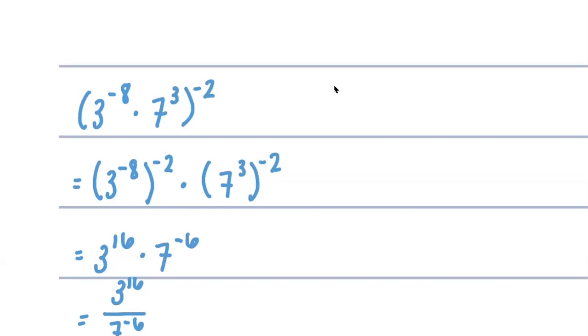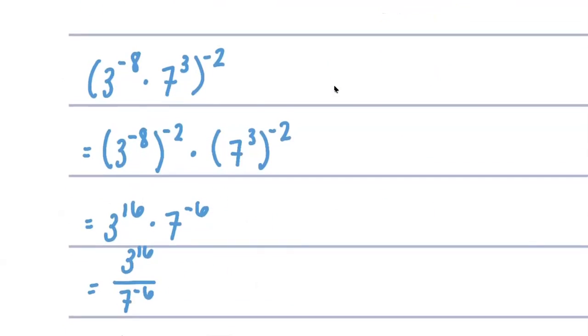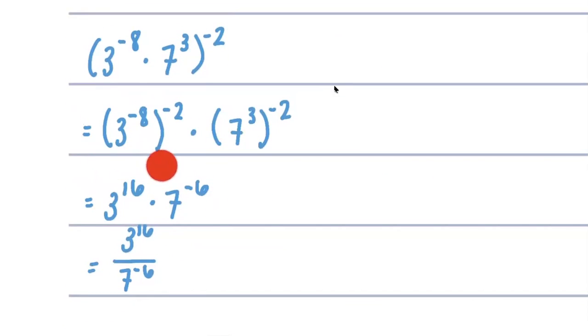Okay, so now these each separately look like the problems we just did up here, right? So what you can do with this one is multiply these two exponents. So you have negative 8 times negative 2. When you multiply those together, you get 16, right? So this section right here just becomes 3 to the 16th. Now right here, you multiply these two exponents together, 3 times negative 2. And when you do that, you get negative 6. So that would be 7 to the negative 6.